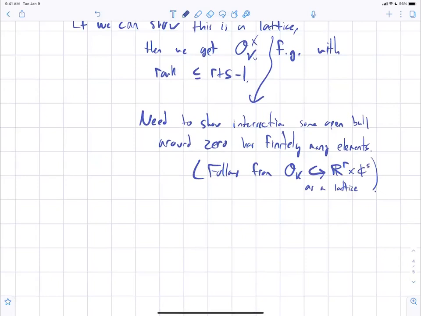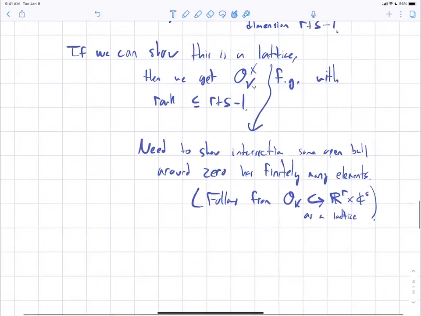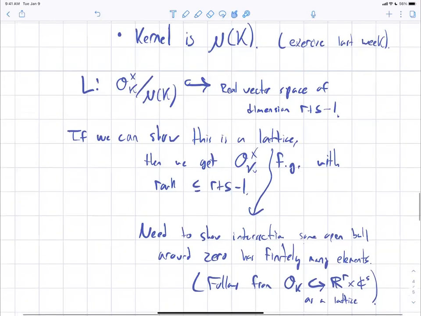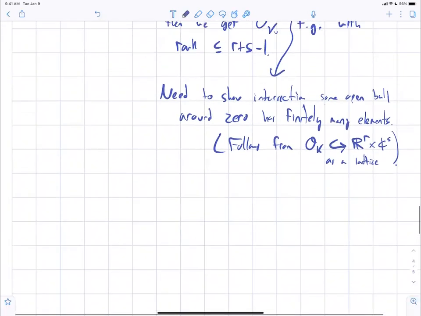Which again is something we talked about when we were proving the Minkowski bound. Okay, so that's good. So we've now shown OK cross is finitely generated, and it has rank less than or equal to R plus S minus 1. And now we just need to show it really has that rank. So we need to show it's of maximal rank. This is the interesting part, the most interesting part.